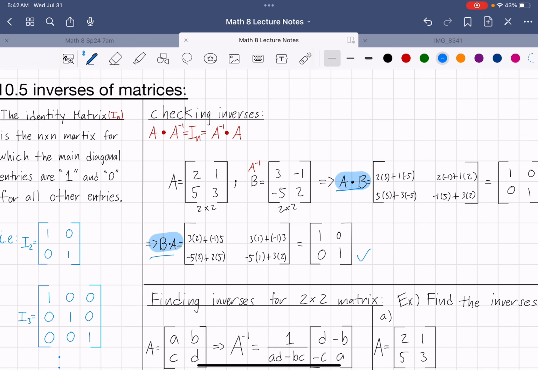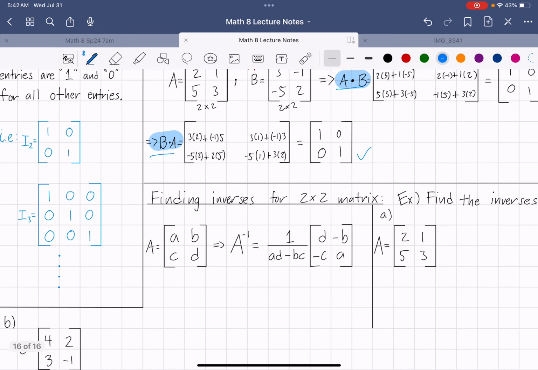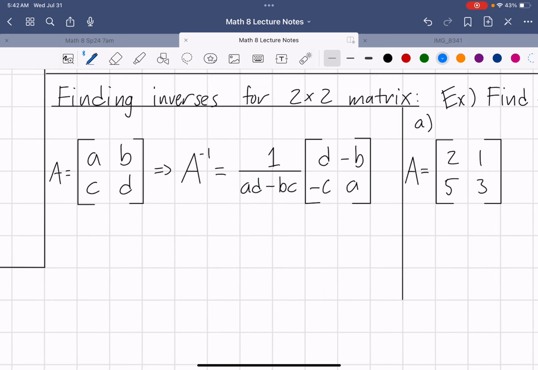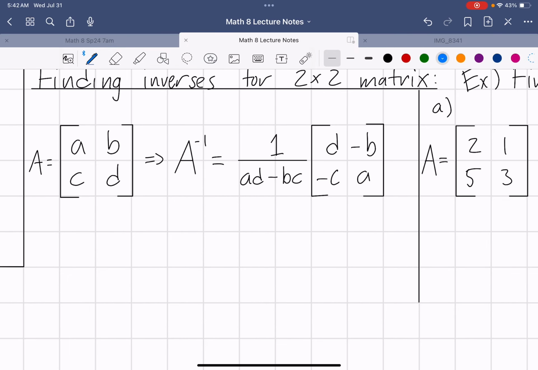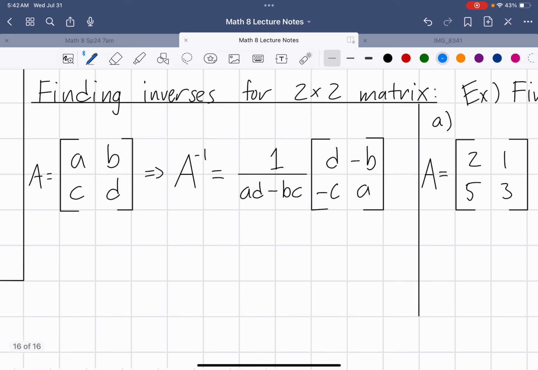Now this is always going to help us check 2 by 2, 3 by 3, and so on and so forth. But we also have to know how to actually find it. Luckily, there's a nice formula for 2 by 2 matrices. All I'm going to go up to is just looking at 2 by 2 matrices. And there is a nice formula that shows us how to calculate the inverse.